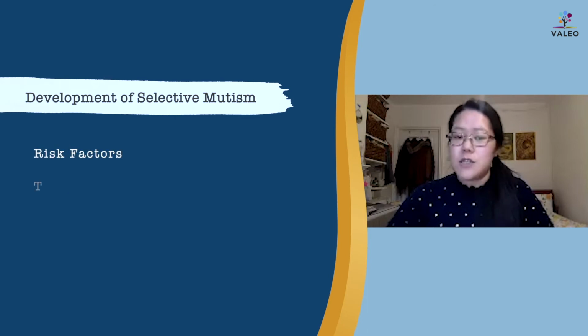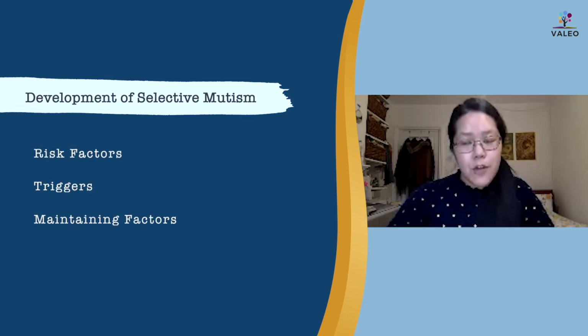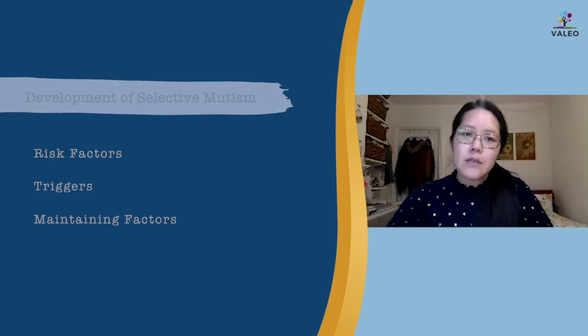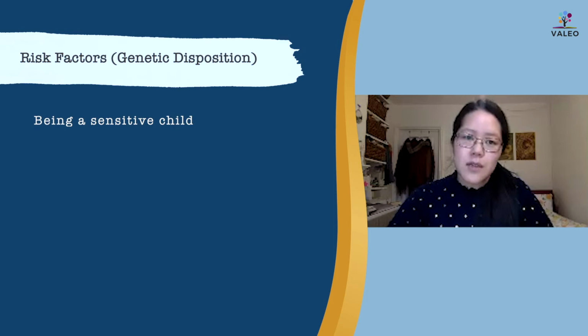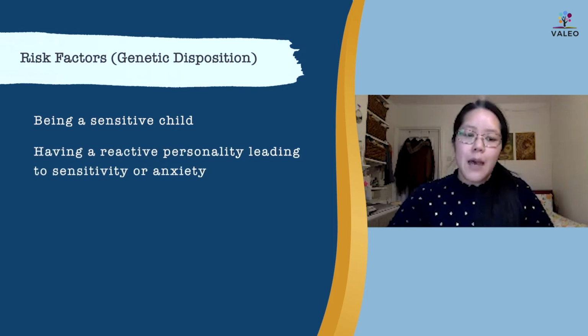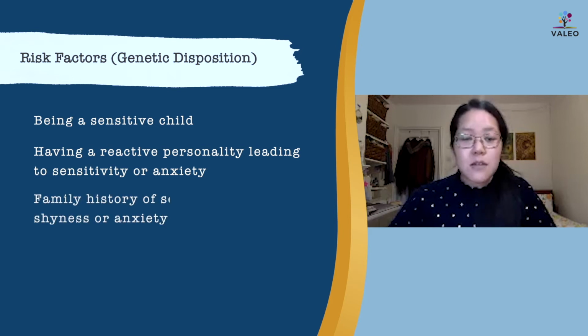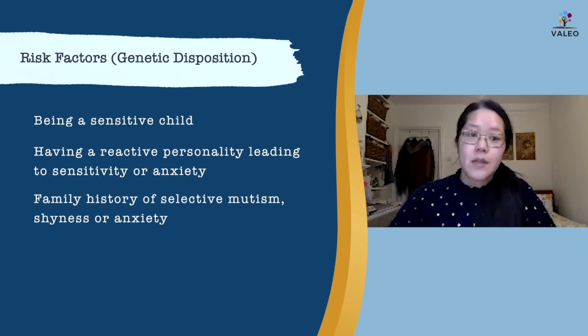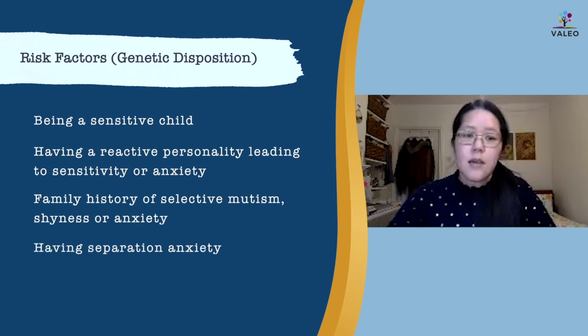So let's talk a little bit about the development of selective mutism, the risk factors, the triggers, and the maintaining factors, which is a phrase you're going to hear a lot in this presentation, and we'll talk about what those are in a bit. So some of the risk factors for developing selective mutism include things like being a sensitive child, having a reactive personality that leads to sensitivity and anxiety, and sometimes there's a family history of shyness or selective mutism, or anxiety or mental health disorders. They may have speech and language difficulties, they may have separation anxiety, and other things as well.